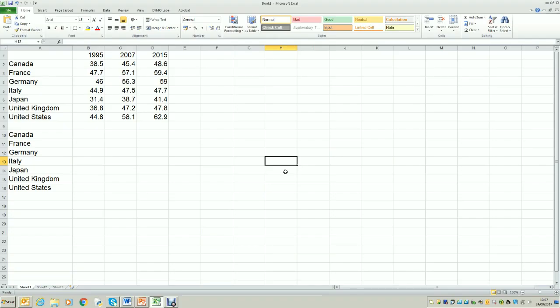We now want to repeat these calculations for all the G7 countries for the 3 years for which we have data: 1995, 2007 and 2015. To do that, I've got the data set up in a spreadsheet here, and I'm going to first type in the formulas to calculate productivity for Canada for these 3 years. So for 1995 we have 100 multiplied by the productivity for Canada in 1995, and then I'm going to divide that by the productivity for the UK, which I'm going to type in directly as 36.8.